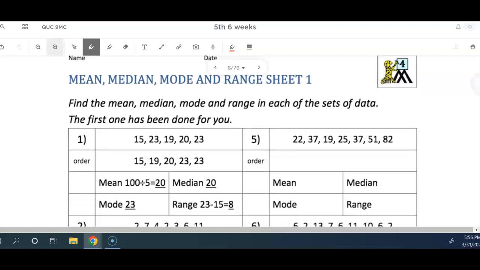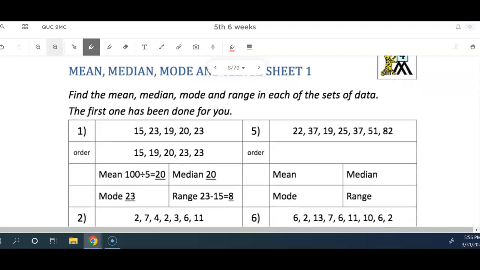First of all, if you look here at number 1, we've got a set of numbers. They put them in order. When they wanted to find the mean, they added them up and got 100. 100 divided by 5 was 20 for the average there. Median, number in the middle, 20. Mode, 23, because there are 2 of them. And the range, biggest number minus the smallest number, 23 minus 15 is 8 for the range.